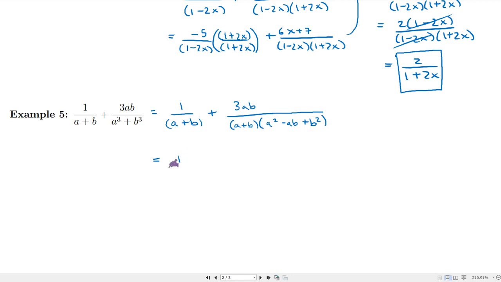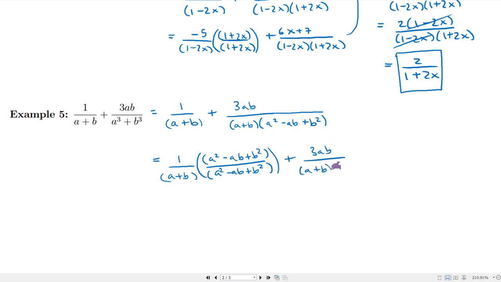So we're going to multiply and divide by that, right? So we're going to multiply by a squared minus ab plus b squared divided by that same factor, a squared minus ab plus b squared, plus 3ab over that factored sum of cubes, and now we can add the numerators and simplify as much as we can.